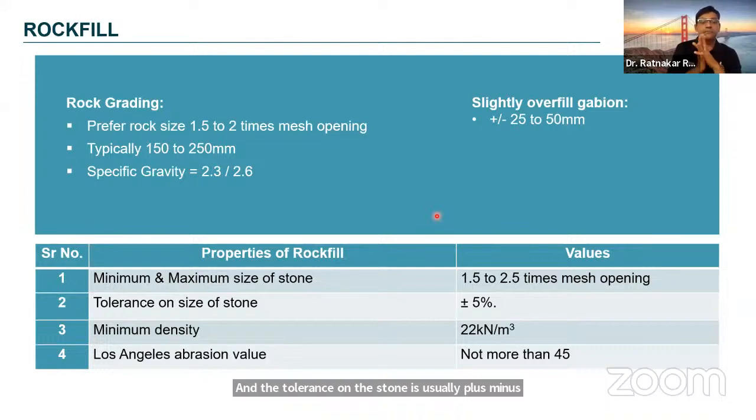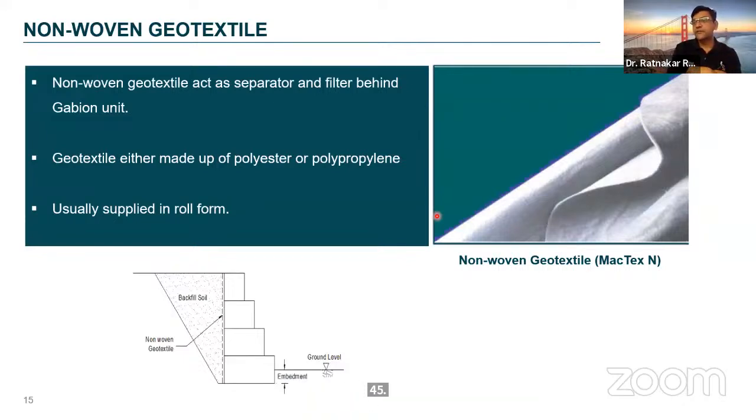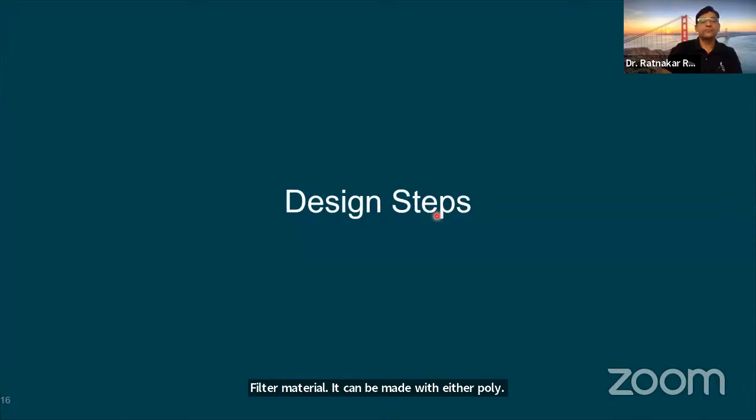It is expected that the specific gravity of the stones could be around 2.3 to 2.6 or 2.7. The stones shall have sufficient durability, so let's say the Los Angeles abrasion value shall not be more than 45. The geotextile which is used at the back of the gabion wall for filtration and drainage purpose is typically recommended as a non-woven geotextile, which basically separates the fill from the gabion and acts as a filter material. It can be made with either polyester or polypropylene, and usually this geotextile comes in roll form.